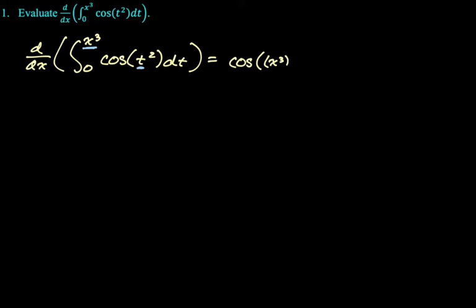x cubed squared, times the derivative of the upper bound. The upper bound is x cubed, so the derivative is 3x squared. And then I think you would probably rewrite this as 3x squared cosine of x to the sixth. That is the derivative of that accumulation function. Let's take a look at the next problem.